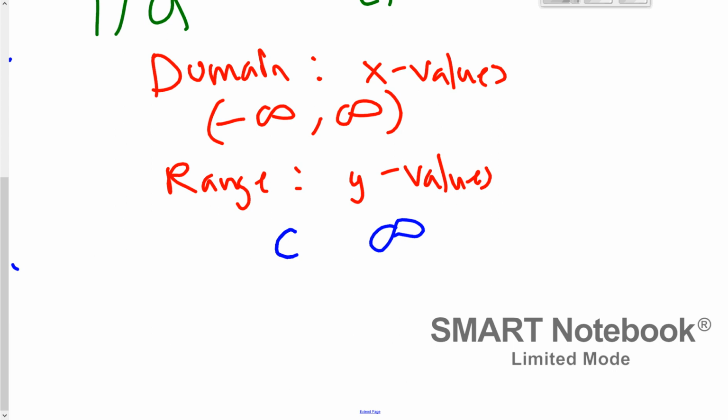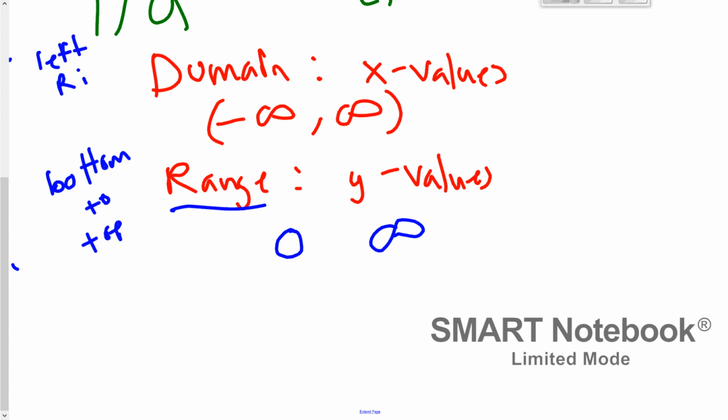So we always read our range from bottom of our graph to top, and we always read the domain from left to right. That's why I went from negative infinity, because negative numbers are to the left, and I went through 0 and to positive infinity, because that's to the right.